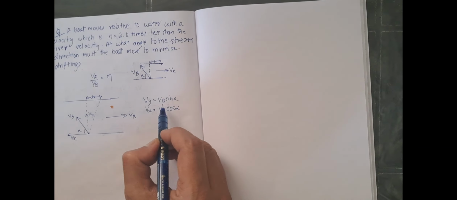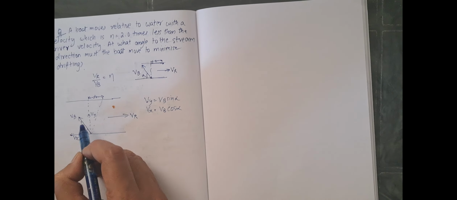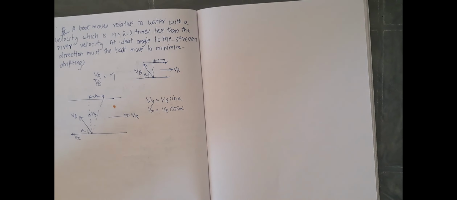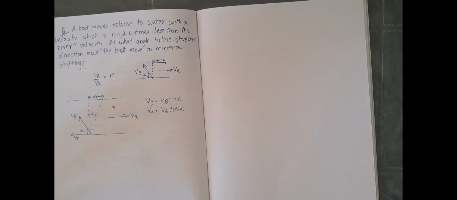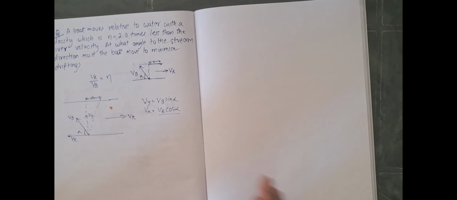The greater this angle, the greater will be the value of VB sin alpha. Right? The lesser this angle, the lesser will be the value of VB sin alpha, because sin alpha will increase as alpha increases and sin alpha will decrease as alpha decreases. But it's the opposite way around for cos. Cos alpha increases when alpha decreases. So if this angle comes down, VB cos alpha goes up.